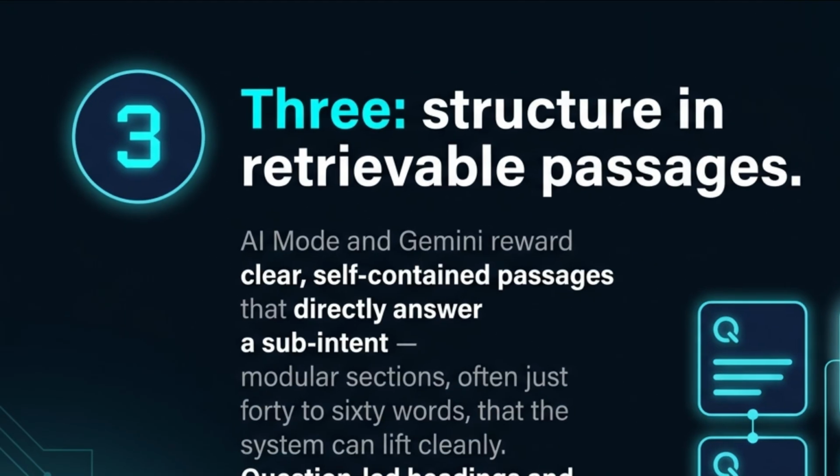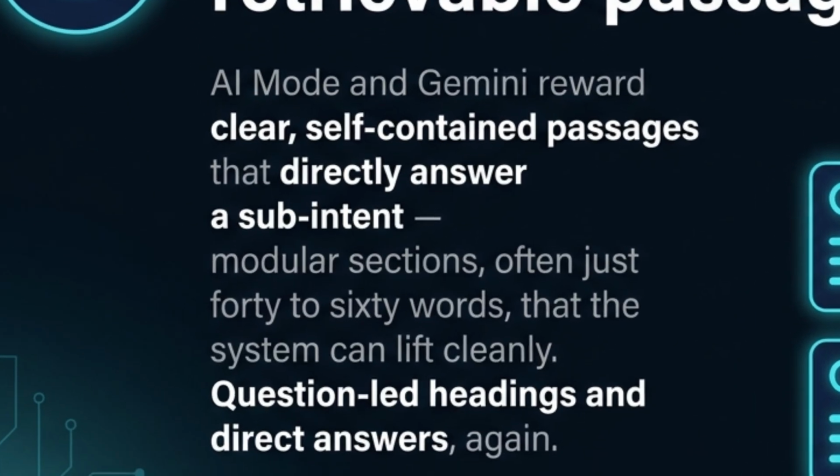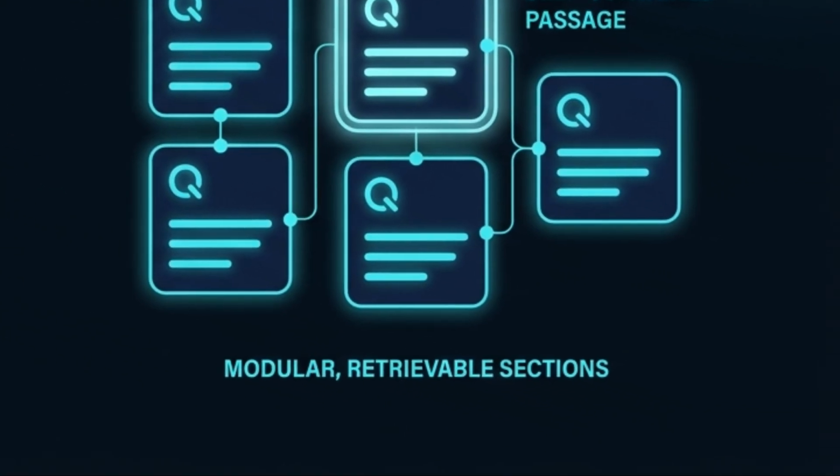3. Structure in retrievable passages. AI Mode and Gemini reward clear, self-contained passages that directly answer a subintent. Modular sections, often just 40 to 60 words, that the system can lift cleanly. Question-led headings and direct answers, again.